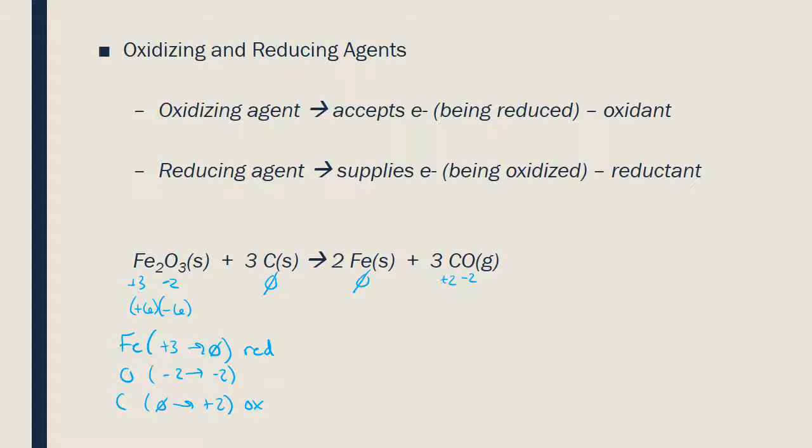So if iron's being reduced, that means it is the oxidizing agent, and I will shorthand it as OA. Carbon's being oxidized, which means it is the reducing agent, and I'll shorthand that as RA. So carbon is essentially the one forcing iron to be reduced, and iron is forcing carbon to be oxidized. They are essentially the agents of the change that needs to occur, if that makes sense.